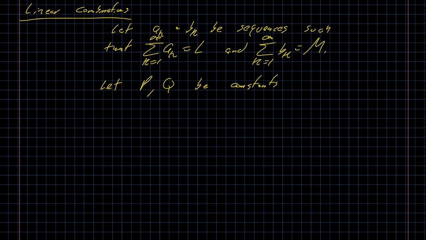Remember that a linear combination is some constant times the first thing we care about plus some other constant times the second thing we care about. So if I take a linear combination of my two sequences, that might be something like p times a_k plus q times b_k.